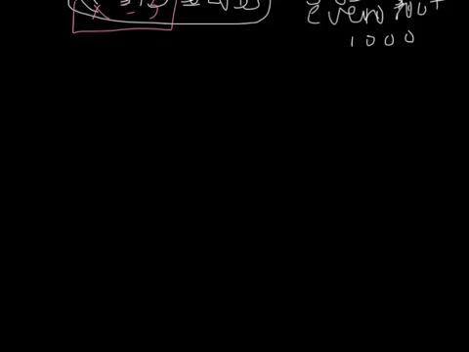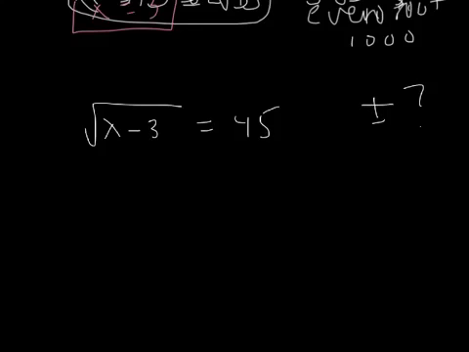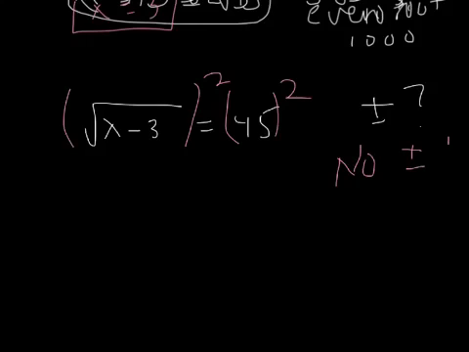Okay, so then let's see. What about this one? Square root of x minus 3 equals 45. Does the plus minus happen? That's what we're trying to practice here. What do you think? All right, here we go. The first line of work is to square both sides. Did we take the even root of both sides? No, we did not. The reason is that we didn't take a square root, we took a power of 2.